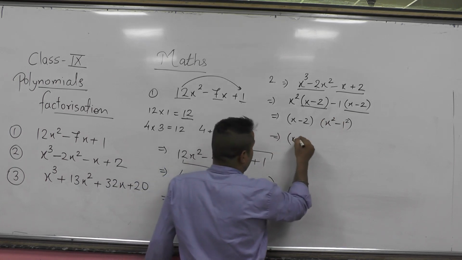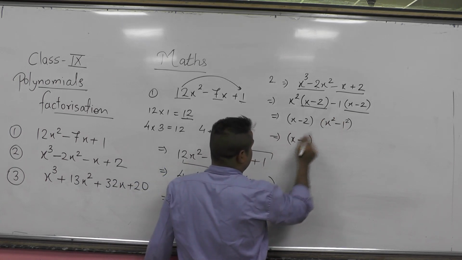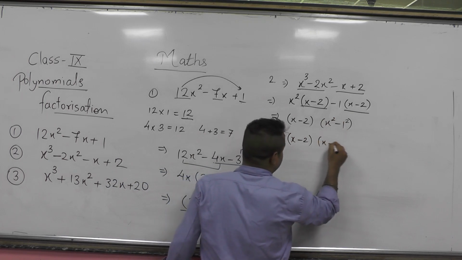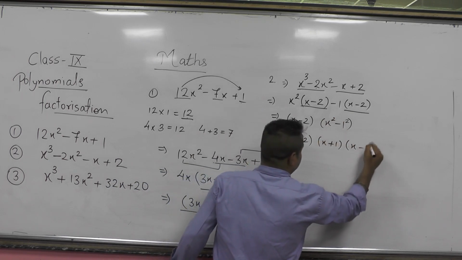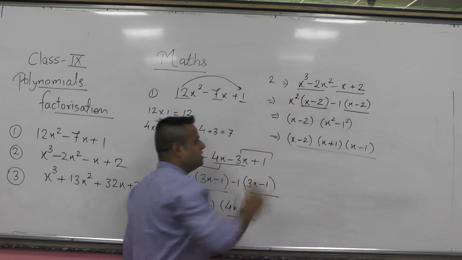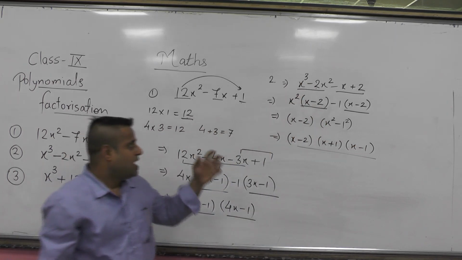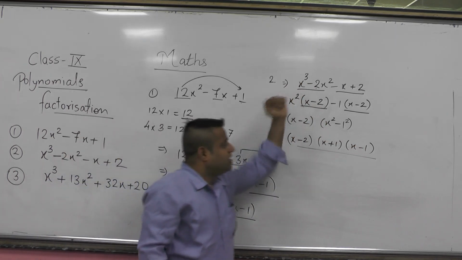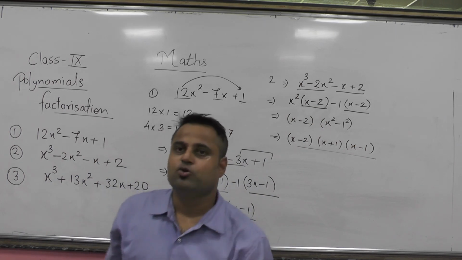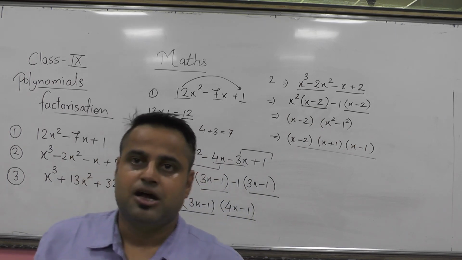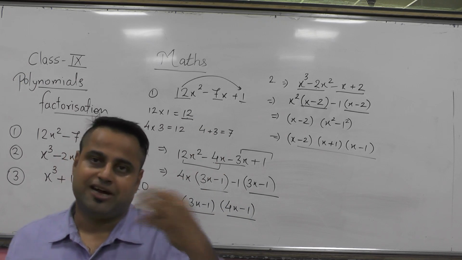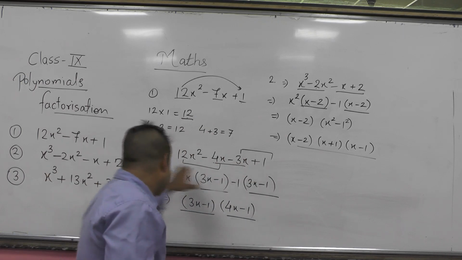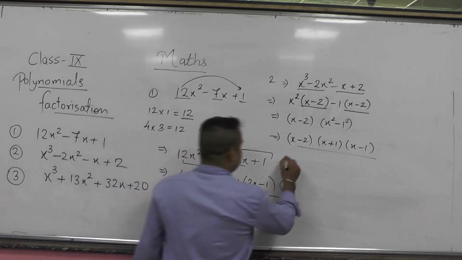Now, here we can apply the identity a square minus b square, which results in x plus 1, x minus 1. So these are the 3 factors of this polynomial. Okay, how do we get these 3? Because the degree of the polynomial is 3. As I have told you in the previous class, whatever the degree of the polynomial is, that many factors we can get. See the last question now, the third one.